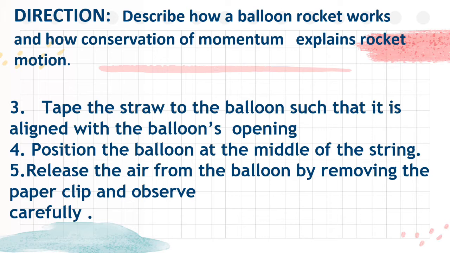Third procedure, tape the straw to the balloon such that it is aligned with the balloon's opening. Fourth, position the balloon at the middle of the string. Fifth, release the air from the balloon by removing the paper clip and observe carefully.